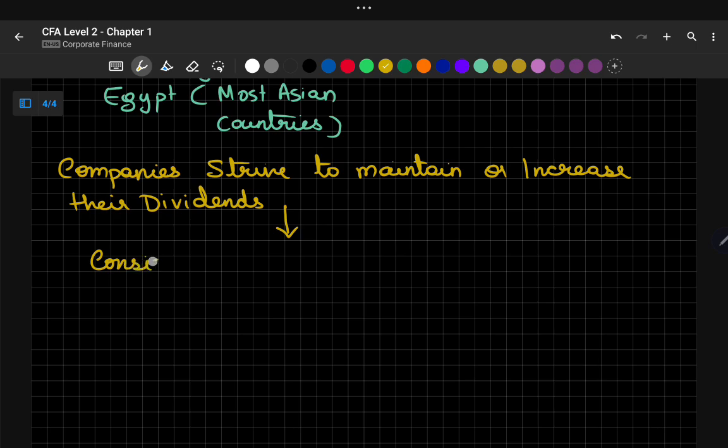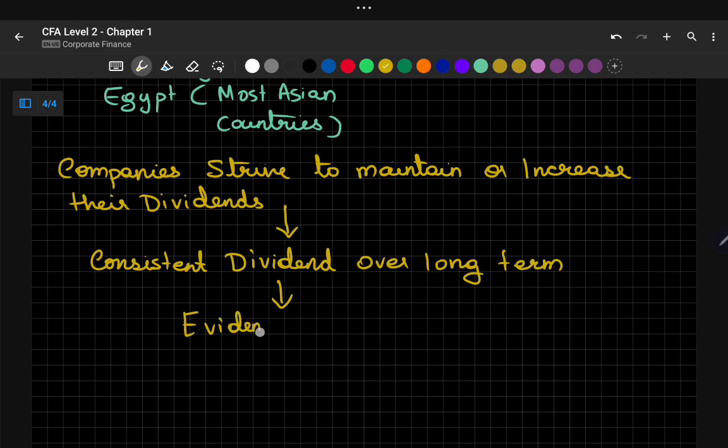So, consistent dividend over the long term is usually considered a good evidence of consistent profitability. Normal shareholders don't have as much company information as the company's management, right? So they look into certain signals for profitability and company performance, and dividend declaration is one of the signals. So consistent dividend over the long term is considered evidence of consistent profitability.